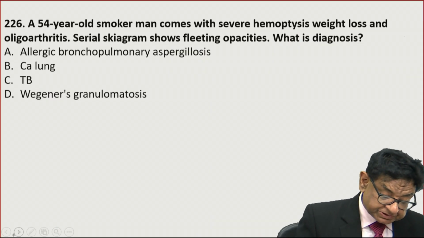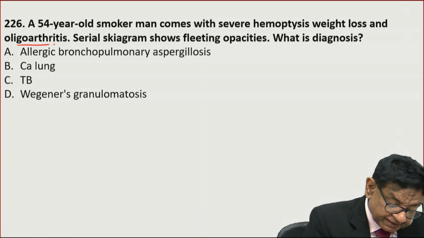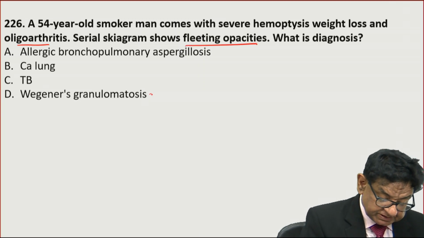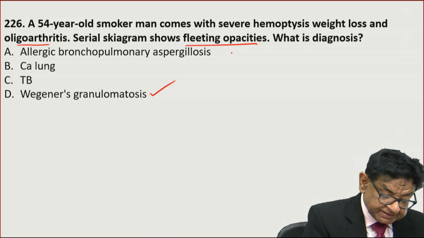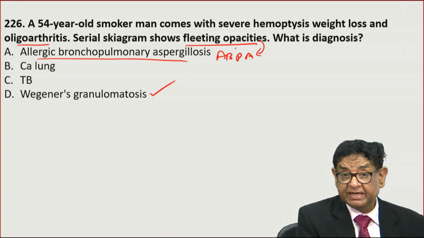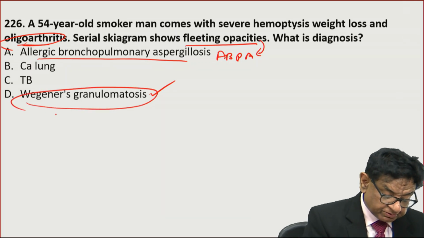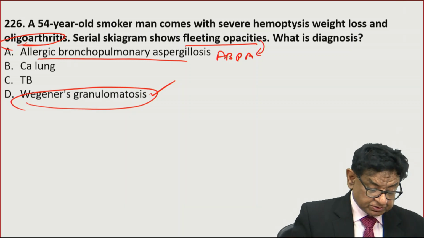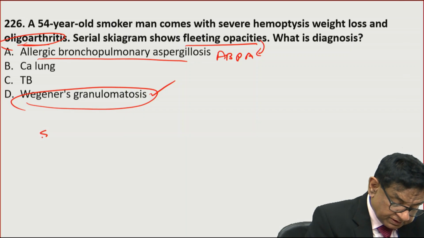Question 226. Oligoarthritis and fleeting opacities are seen. This is seen in Wegener's granulomatosis. Well, fleeting opacity can be seen in ABPA also. But in ABPA, usually oligoarthritis is not a feature. It is seen in Wegener's granulomatosis as a feature, right? So regarding Wegener's granulomatosis, it is a type of small vessel vasculitis.